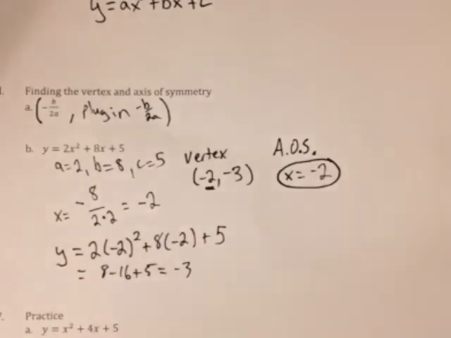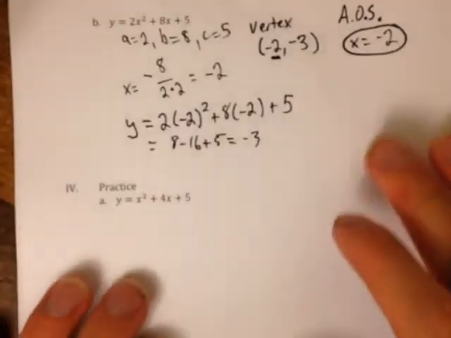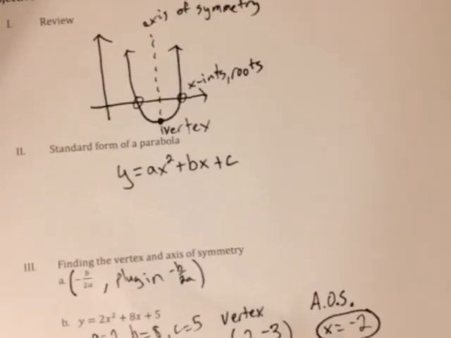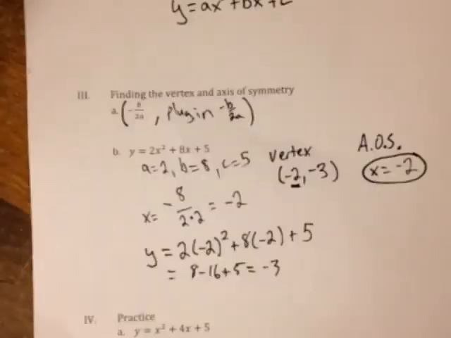So what I want you to do is find the vertex and the axis of symmetry for the 3 practice problems I've given you, the one that's here at the bottom of the page, and then the 2 on the next page. So try all 3 of those, pause, and then come back.